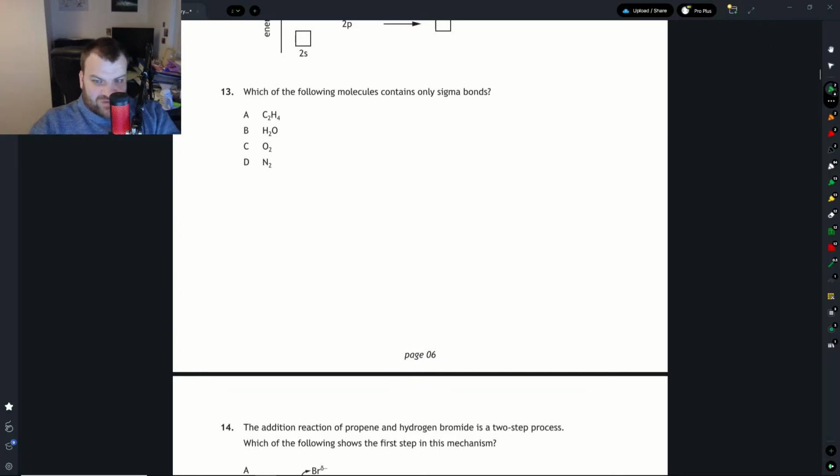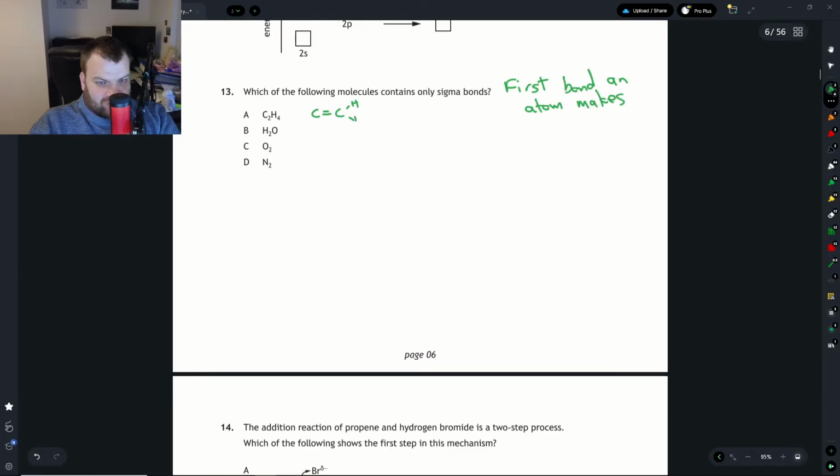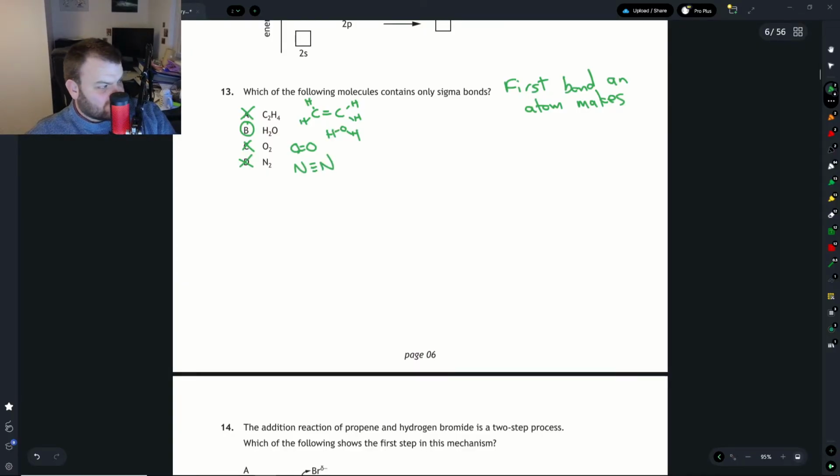We're asked here about sigma bonds. Sigma bonds are the first bond an atom makes. Have a little sketch of these out. We have C double bond O. We then have two hydrogens and two hydrogens. This would have a pi bond. It's not going to be our answer. H2O is single bonds between the hydrogens and the oxygen. That will be our correct answer. Oxygen is diatomic and has a double bond between them, and nitrogen is also diatomic but has a triple bond. Not going to be our answer, so B for 13.